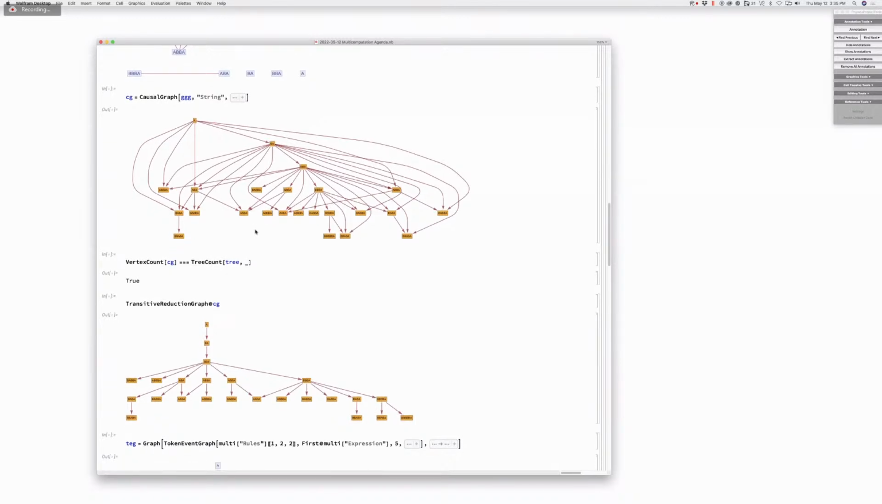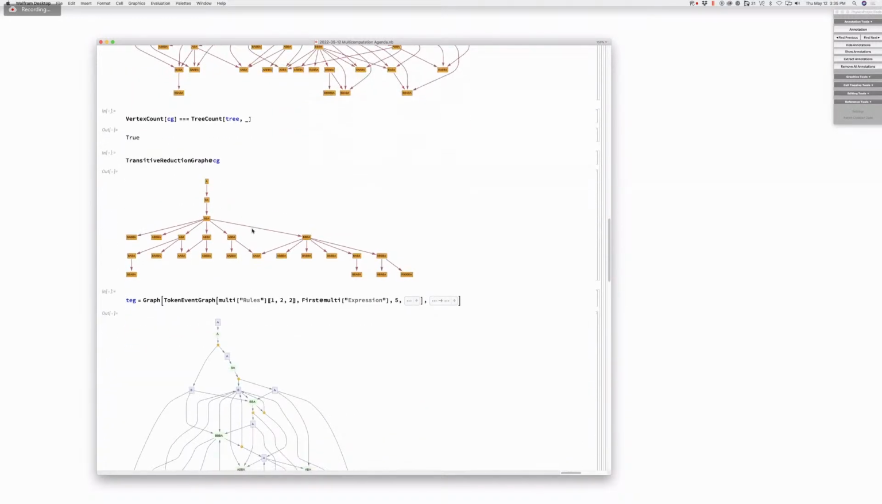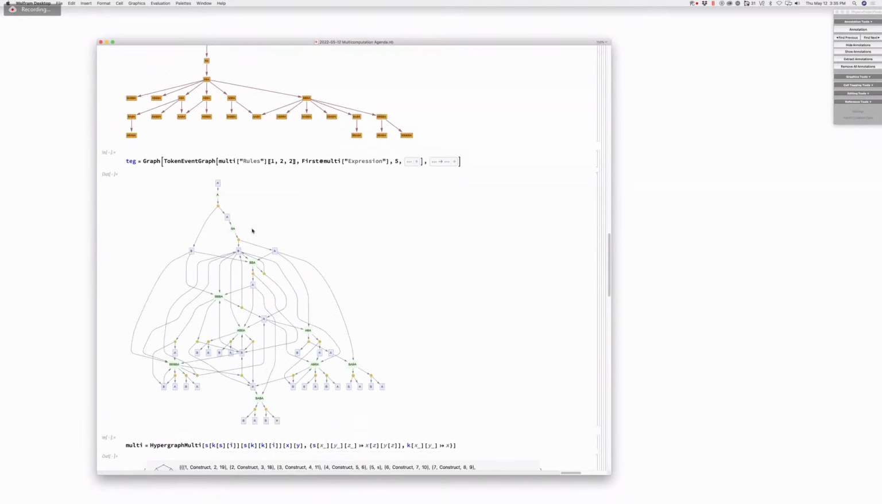What is the transitive reduction? What's the interpretation of the transitive reduction? I think that's what we usually do by default. We do not show the original causal graph also. Yeah, you're right. We show the transitive reduction. Okay. Token event graph.